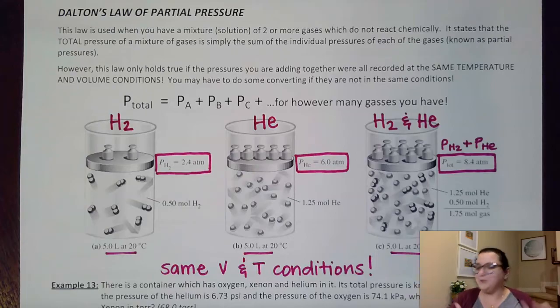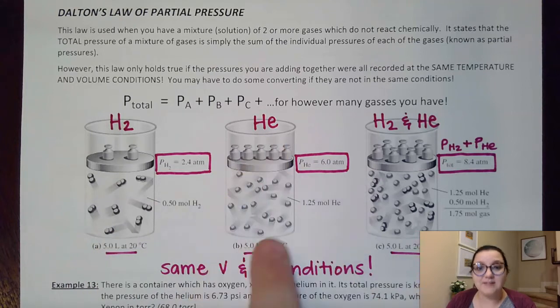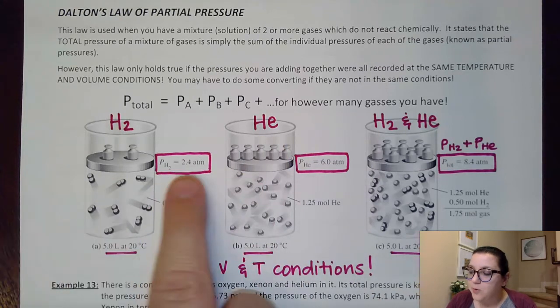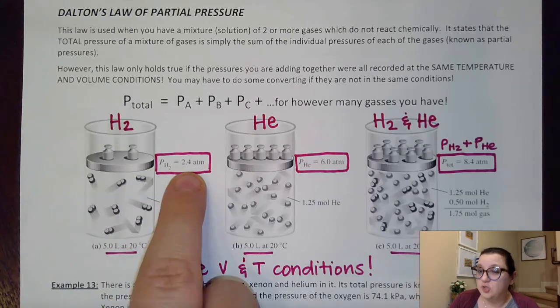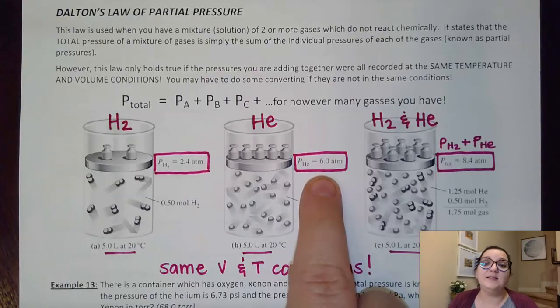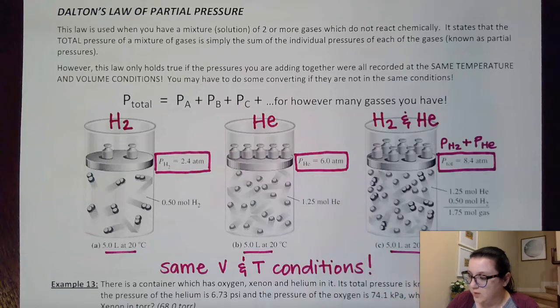So to see this in action, let's go ahead and look at the picture that we see down here. We have hydrogen gas in a container, we have helium gas in a container, and we'll notice that both of these gases have their own individual pressures. These are often known as partial pressures because it's for the individual gases and not for the total that we're going to be putting together. So you'll notice here hydrogen gas is 2.4 atmospheres, helium gas is 6.0 atmospheres. And so what's going to happen is that we're going to put those two gases together into this third container.